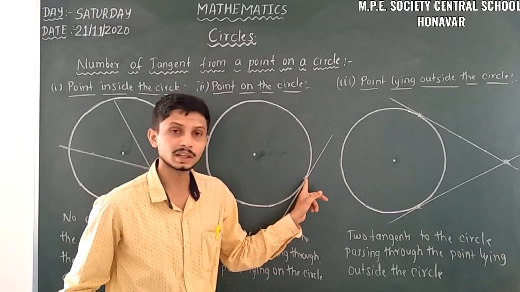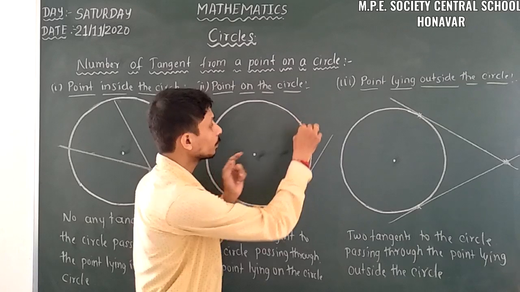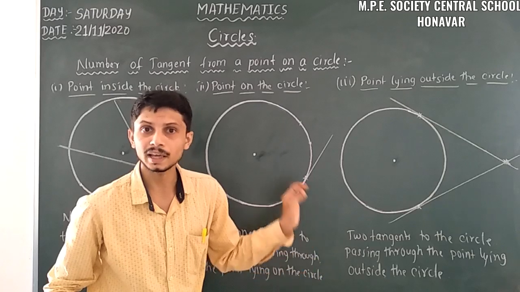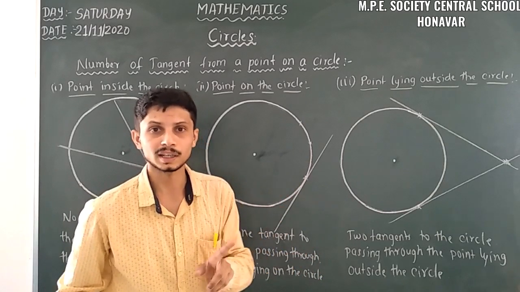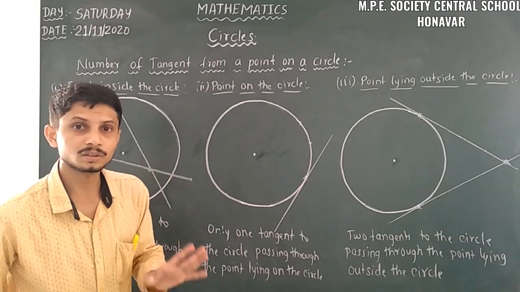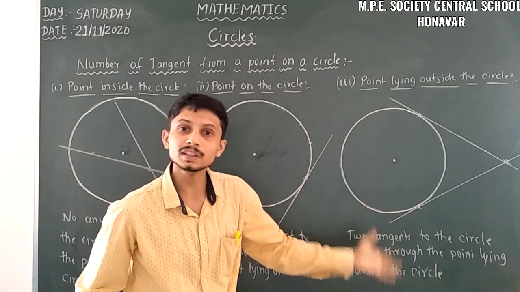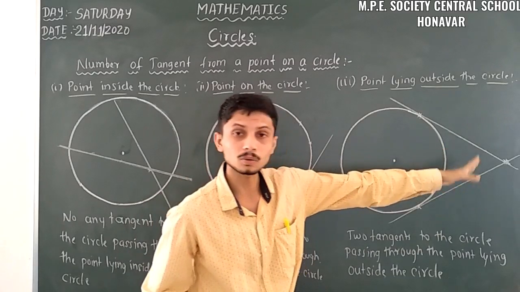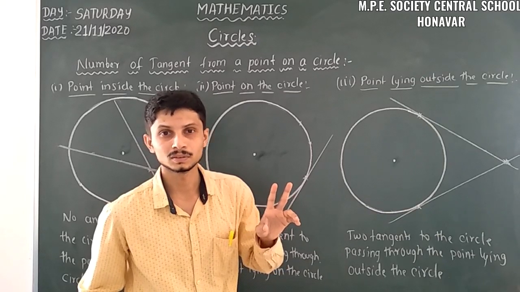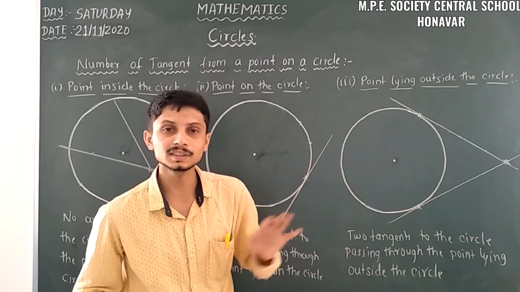So here one tangent. When we take this point, one tangent can be drawn, and when we take this point, we can draw only one tangent. So from a single point lying on the circle, we can draw only one tangent. When a point is inside the circle, there is no tangent, it is not possible. And when a point is outside the circle, we can draw only two tangents. One is above the center of the circle, and another is below the center of the circle. So these are the three cases.